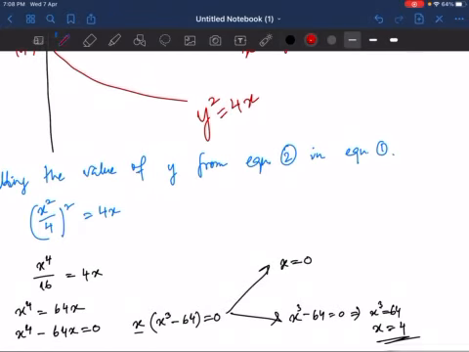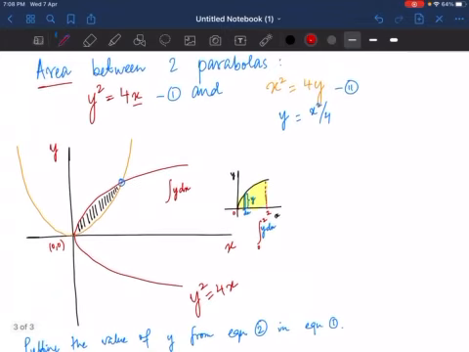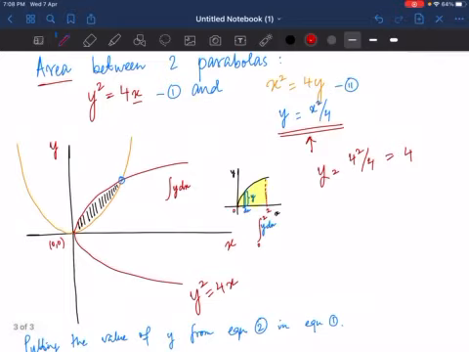Now using the value of x as 4, we can find the value of y. Let us see how I can find the value of y. Just put it in any of the two given equations and we can get y. So just put the value of x in here. We get y is equal to 4 square by 4, which also comes out to be 4. So by looking at this, we can derive that the point of intersection of the two parabolas is nothing but 4 comma 4.